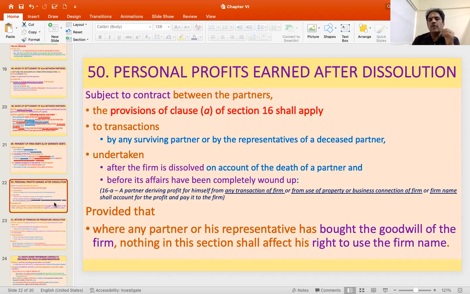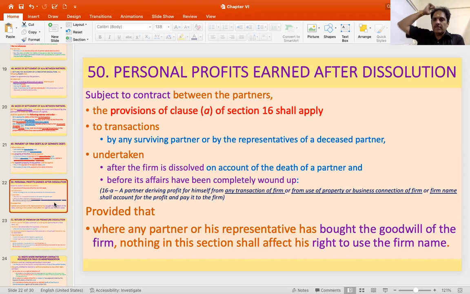This is section 16A. So now a partner has died and the surviving partner is there and he is doing transactions. So if the transactions are done by any surviving partner or representative of the deceased partner after the firm is dissolved because of the death of a partner and before the assets have been fully wound up, they have to be provided for in the manner in section 16. That is, those profits have to be accounted as profits of the firm. So here the dissolution has happened because of the person dying. Then the winding up is supposed to be done and the distribution of money is supposed to be made to the existing partners and the representative of the deceased partner.